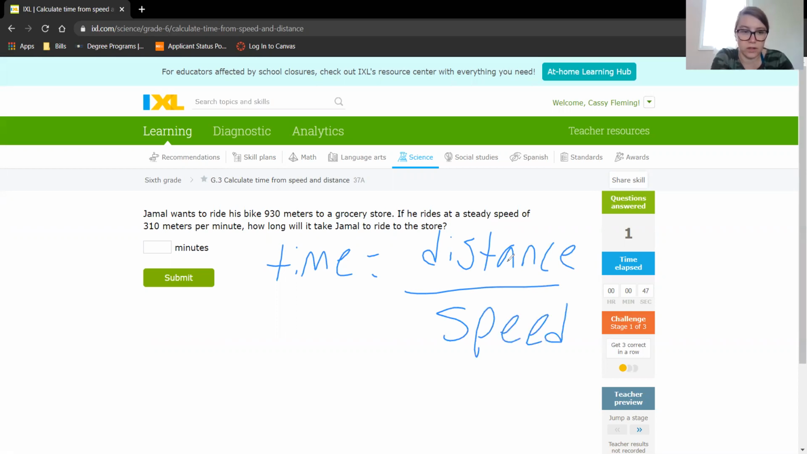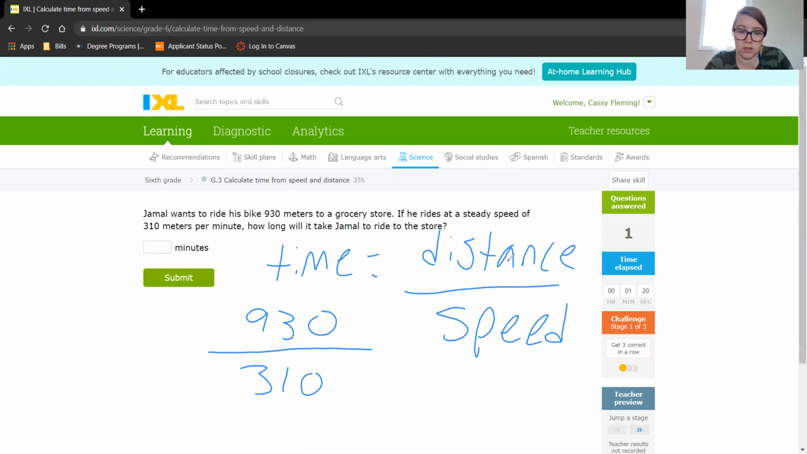So this problem says Jamal wants to ride his bike 930 meters to a grocery store. If he rides a steady speed of 310 meters per minute, how long will it take him to ride to the store? So we know our distance is 930 and our speed is 310 meters per minute. So we need to divide 930 by 310.